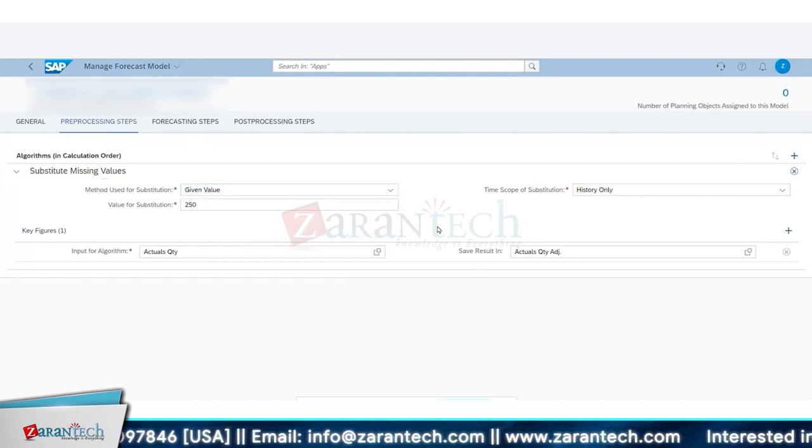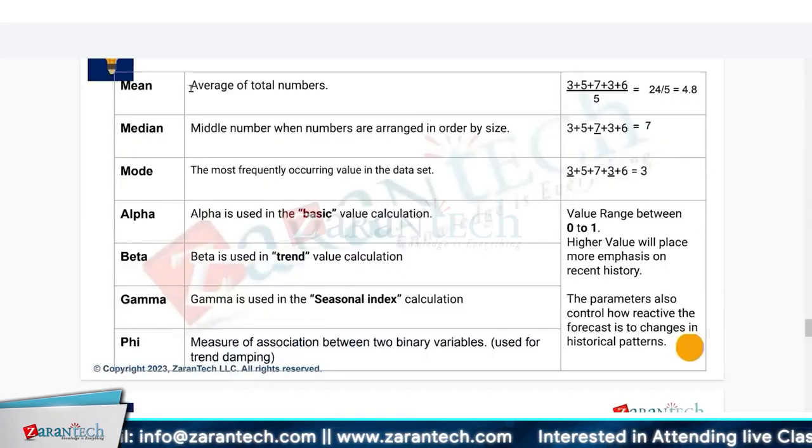Do you understand what exactly mean and median are? Mean is basically the average of total numbers. Although in technical terms it has a different meaning, mean is basically an average of the total numbers. So for example, if your set is 3, 5, 7, 3, 6, then the total is 24, divided by 5 numbers, that is 24 by 5. So for this set of numbers, the mean is 4.8. If you select the mean, it will divide by 5 and give you 4.8.